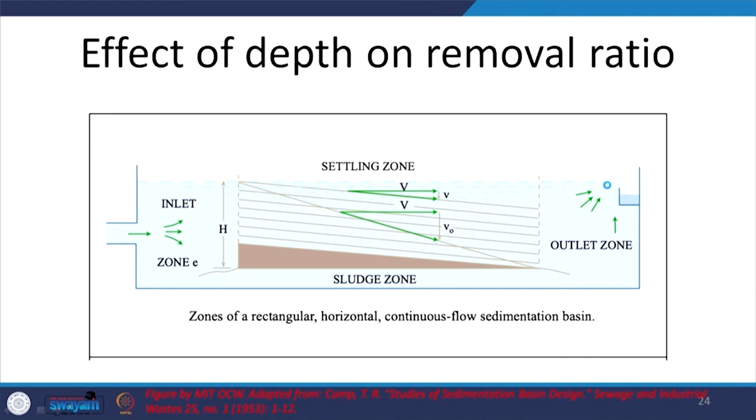We are going to look at the effect of depth on removal ratio, but it looks like I am almost out of time. We will discuss this in the next session. Again, we were looking at type 1, and in that context we saw that the critical aspect is the surface overflow rate, both for your upflow and for your rectangular basins.